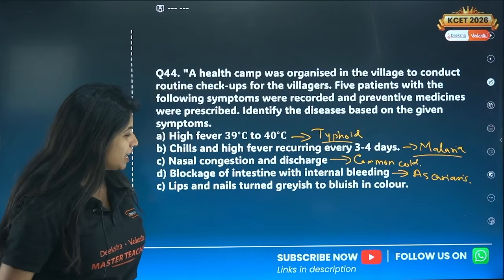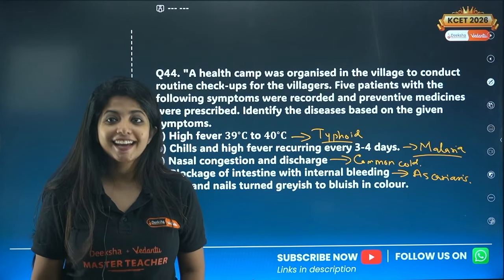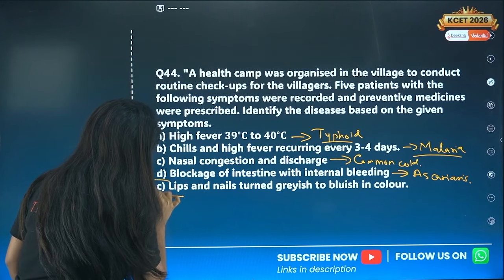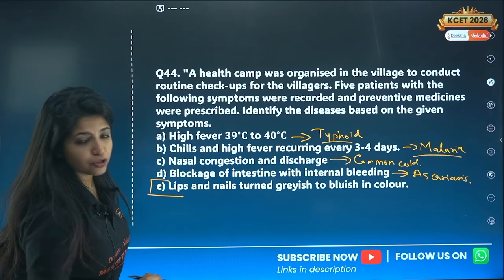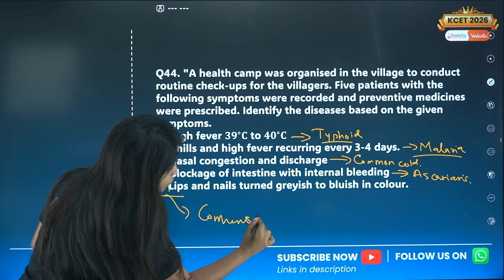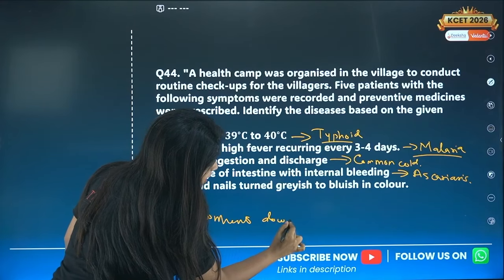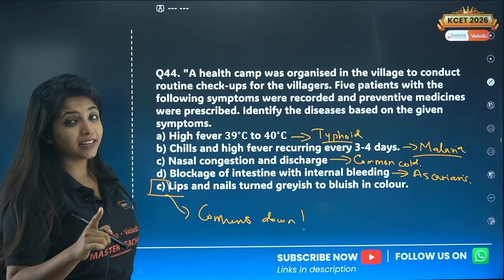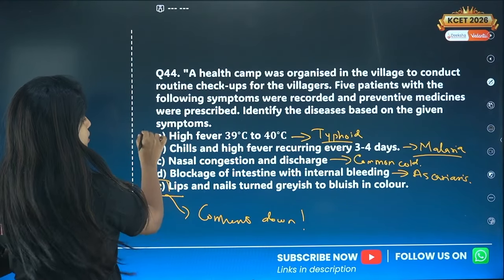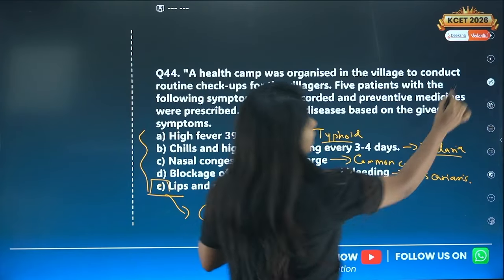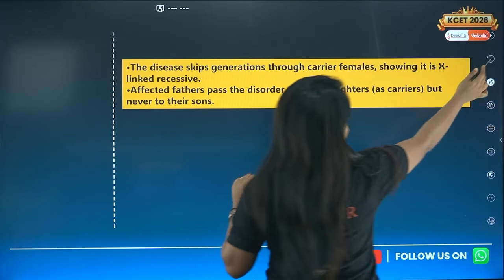Now this one, lips and nails turn greyish to bluish in color. It happens when you do not get enough oxygen. Now you have to tell me the answer in the comment section. So comment the answer right now if you know. I have already given you a clue: turns greyish to bluish in color when there is oxygen deficiency. So these are diseases. Know the symptoms of all the diseases, then only you will be able to answer a question like this, right? Okay, now we will come to the pedigree question.